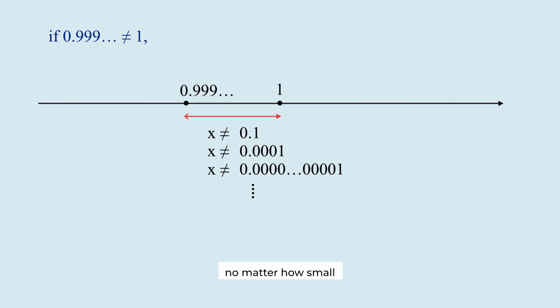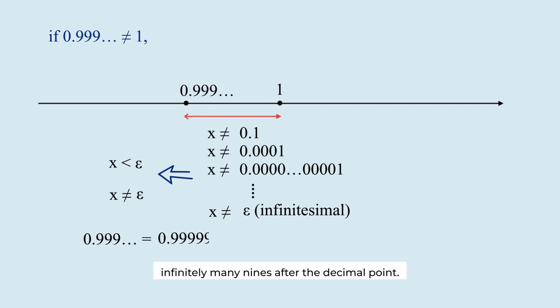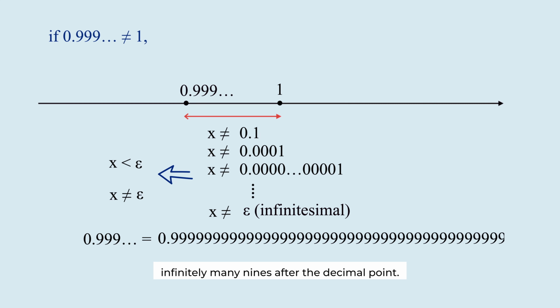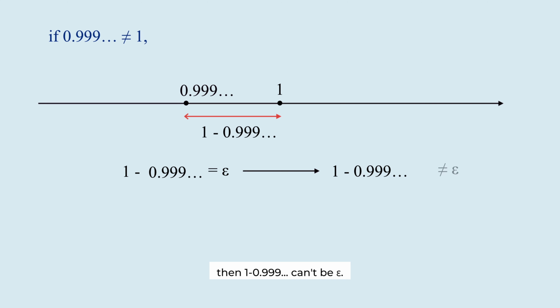No matter how small the value epsilon for x may be, the situation remains the same. We can always prove that x must be smaller than epsilon. Thus, x cannot equal epsilon. This is because 0.9 repeating has infinitely many nines after the decimal point. If 1 minus 0.9 repeating is the small value epsilon, then 1 minus 0.9 repeating can't be epsilon.